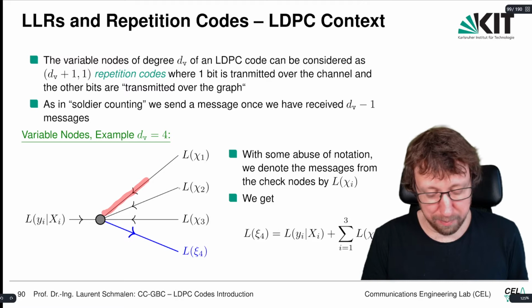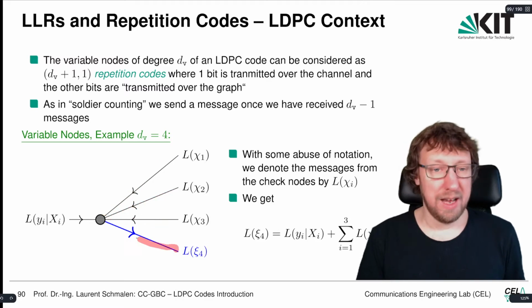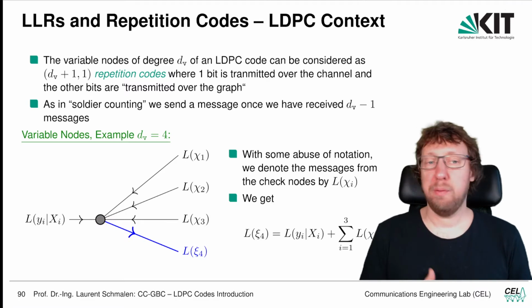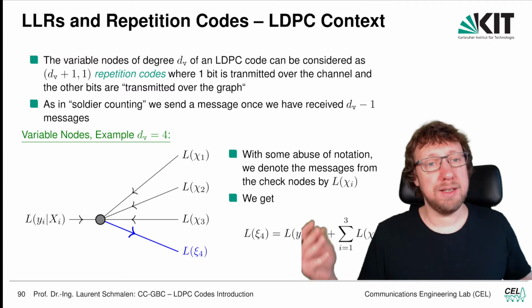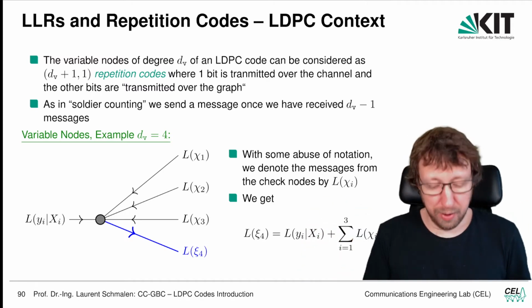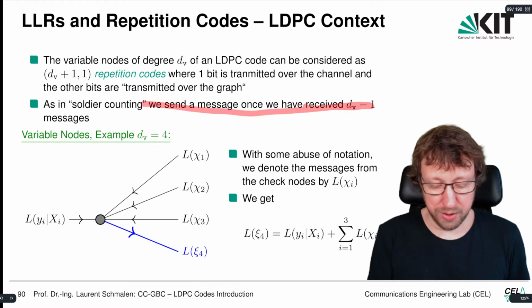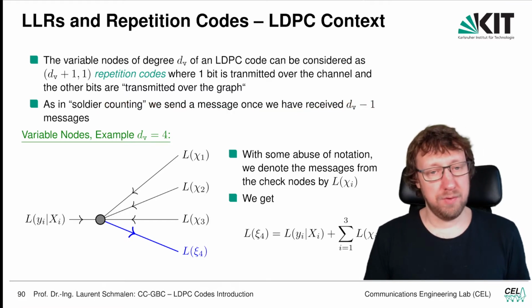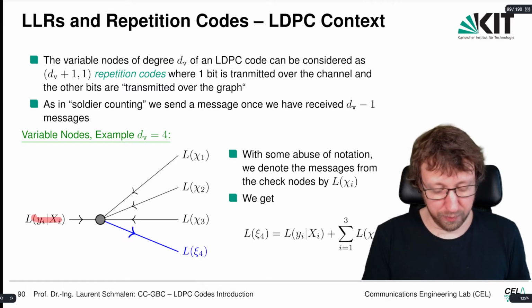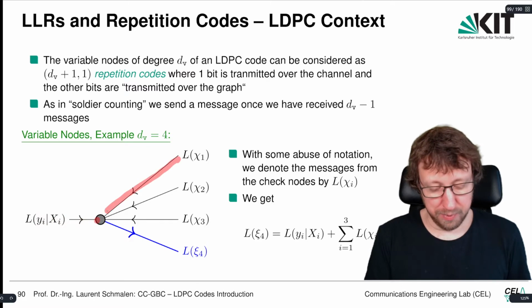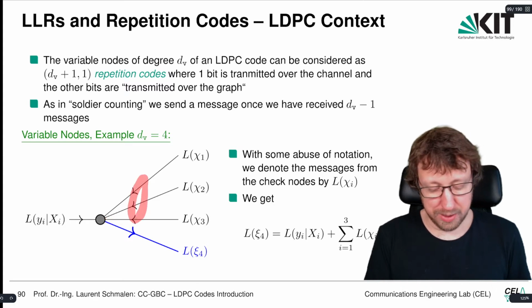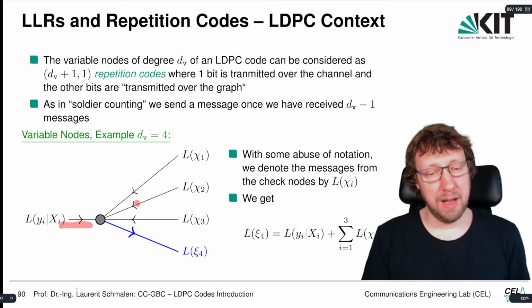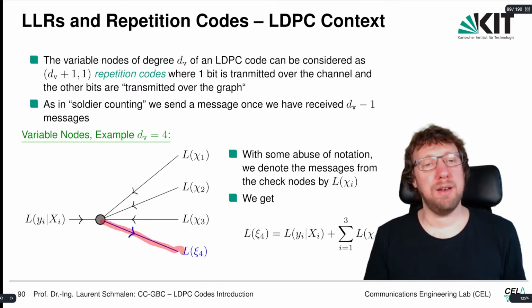And then also in the graph, we get messages telling us how reliable this bit is, or what is the probability of this bit being equal to 0 or 1. So now we do the same as in soldier counting. We start collecting the messages that we get, and once we have collected dv-1 messages, we send out a new message. So we have a message from the channel, and messages from this check node, this check node, and this check node. Now we have collected dv-1 messages. This one is the a priori. And now we calculate an outgoing message that we send to the next check node.